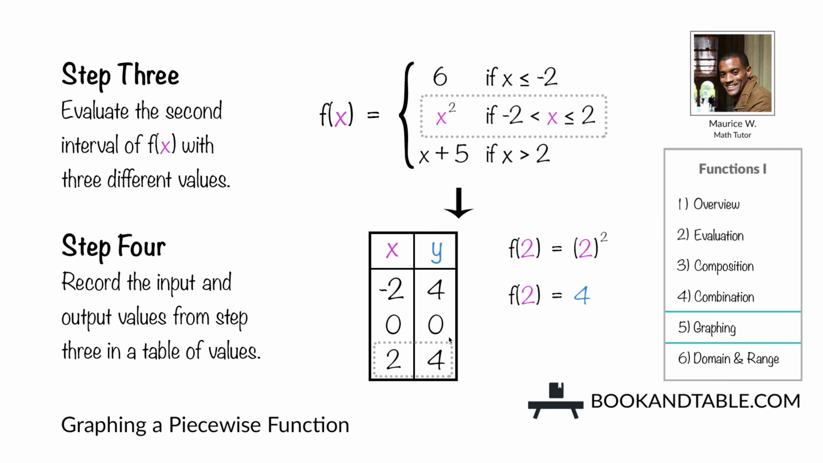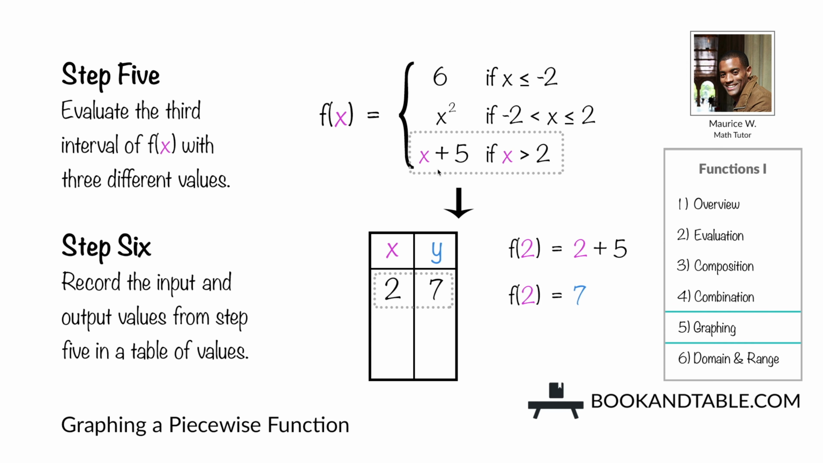And then we want to plug in +2 for x, showing us f of 2 is equal to 2 squared, which is 4. So the input is 2 and the output is 4. So this is the second table of values that we use for the second interval. And we need a third table of values for the third interval, x plus 5. So we want to evaluate the third interval of f of x with 3 different values, and then record the input and output values from step 5 in a table of values.